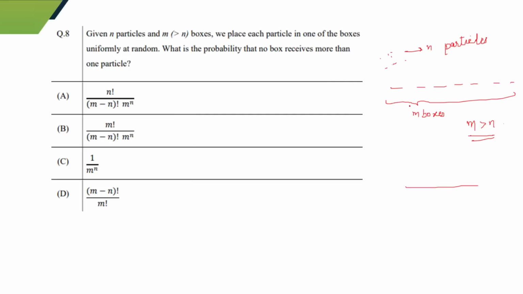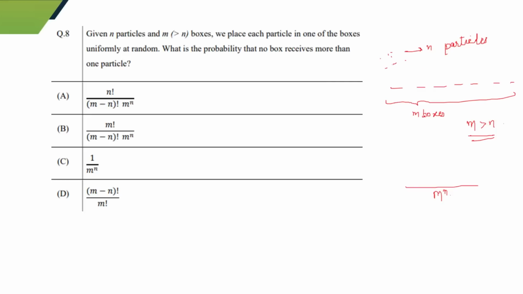So in the denominator, because we have to consider all the cases, for the first particle we have m choices, for the second particle we have m choices, for the third particle we have m choices, so we'll get m into m into m. That means that would become m to the power n. So for all the particles we have m to the power n choices.